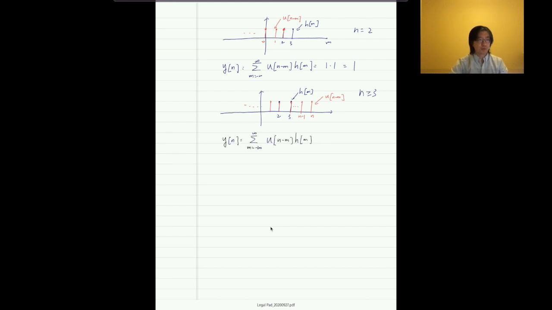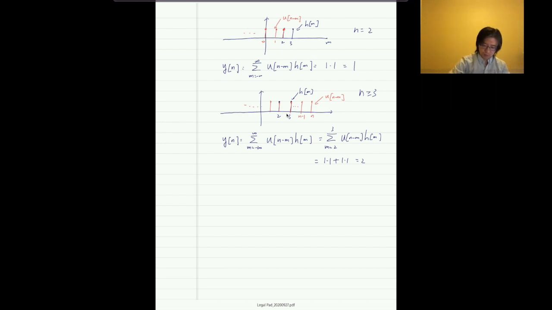Right, so now we can see in this case, inside the summation, there are only two terms, which is n equals 2 and 3. So basically what we have is m from 2 to 3, and u[n minus m]. Clearly, we have only two items left: 1 times 1 plus 1 times 1 is 2. And then that's it, right? If we keep increasing n, it will always be like that, right?